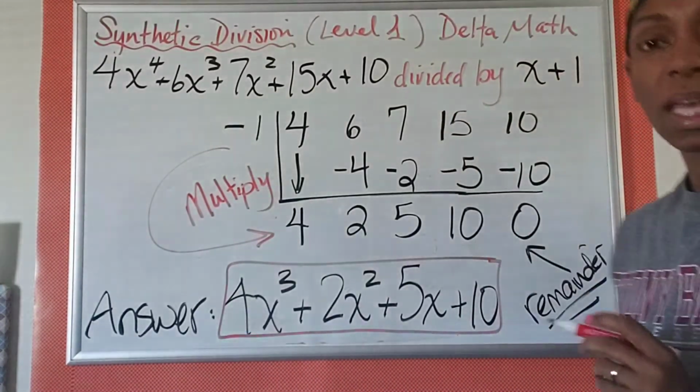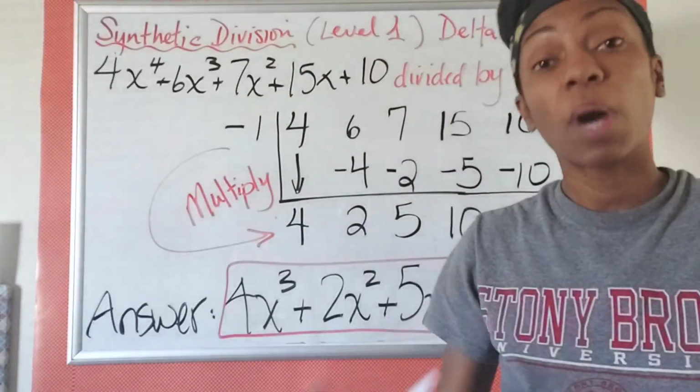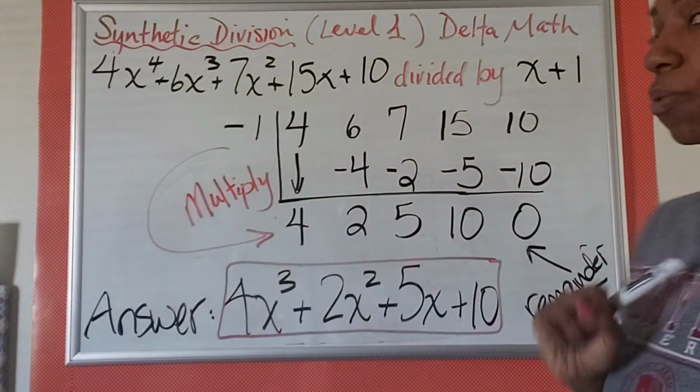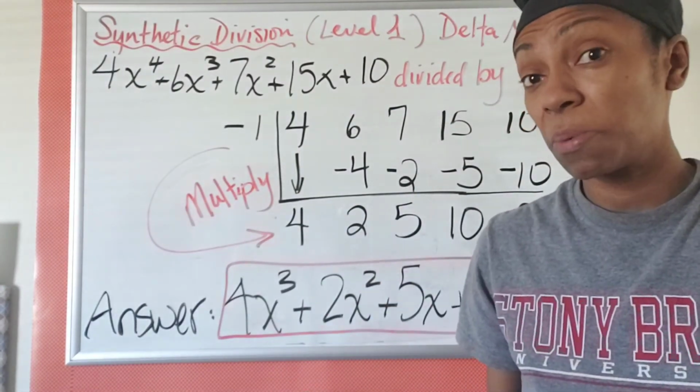So that's synthetic division from DeltaMath level 1. Level 1 because there's no remainder. So in level 2, we'll see maybe what to do if there is a remainder.